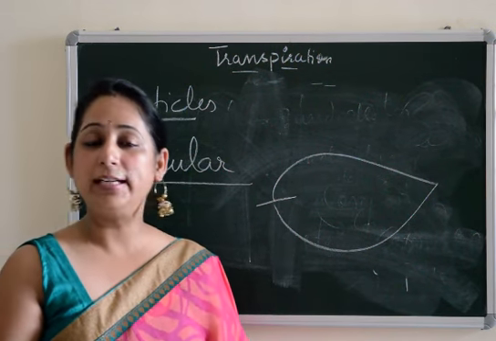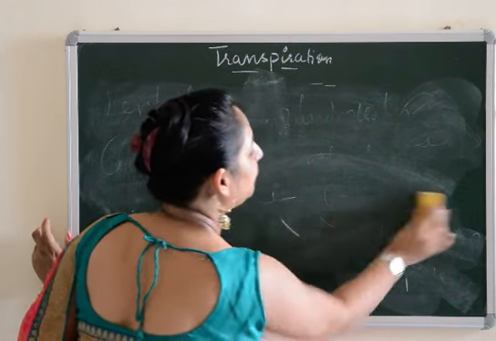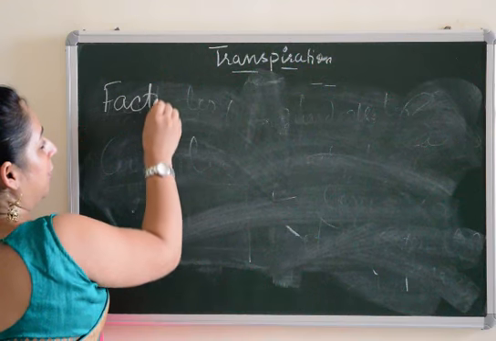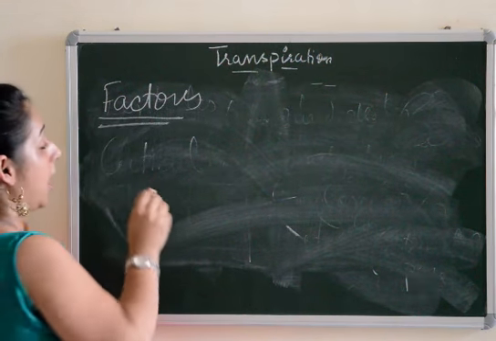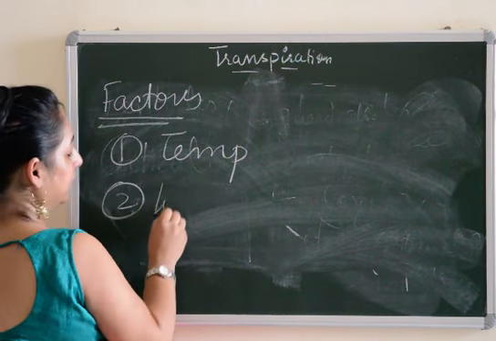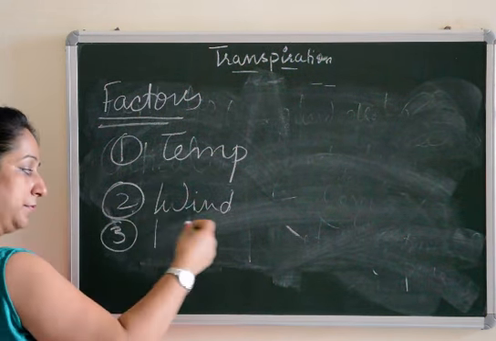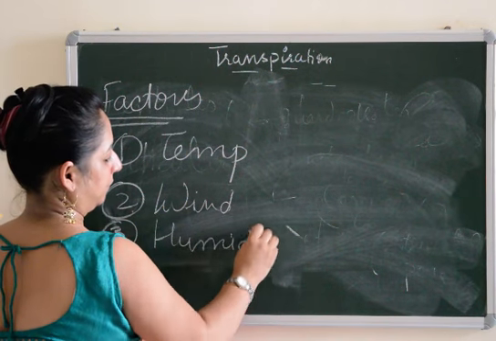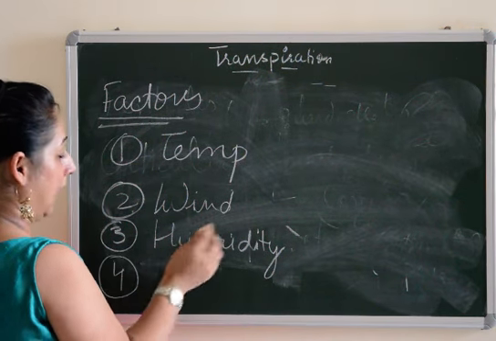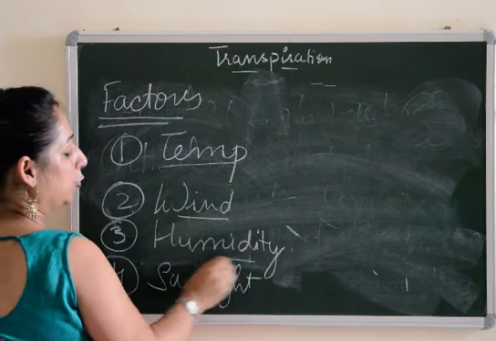Okay, these are the three types of transpirations. Now regarding transpiration, two more topics are there. One is what are the factors which affect transpiration. Factors which affect transpiration are: first, temperature; second, wind; third, humidity; and sunlight. Okay, temperature, wind, humidity, and sunlight.